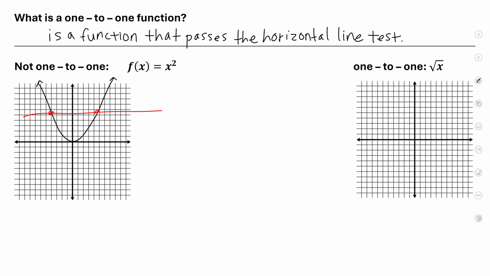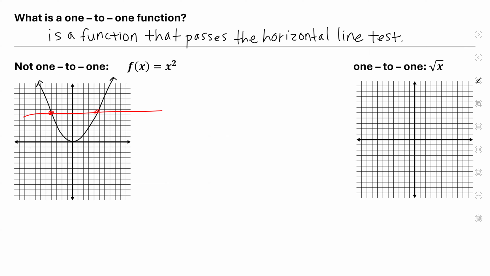This is the square root graph. Is that one-to-one? Yes, because if you draw a whole bunch of horizontal lines, it only touches once. So this is one-to-one. This is a one-to-one function.